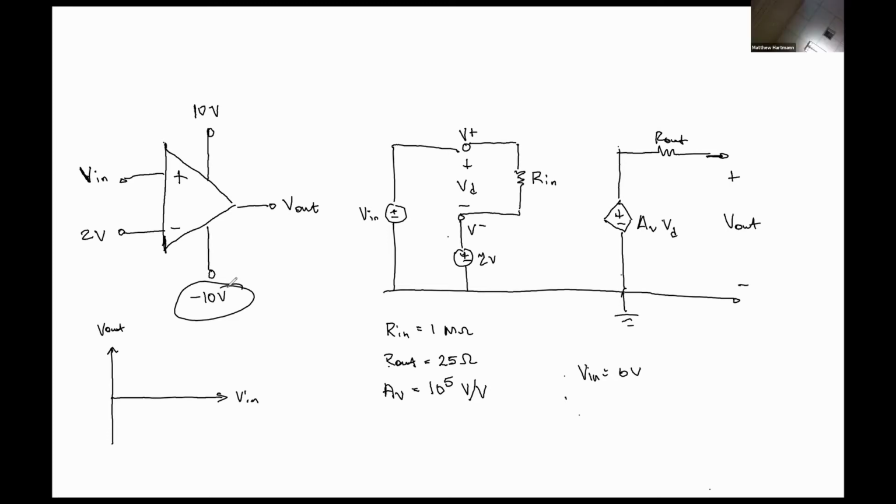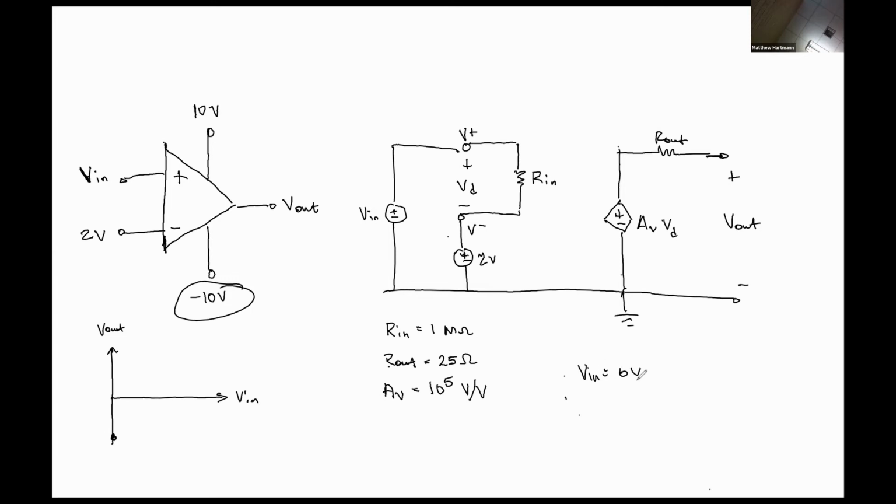So anytime our output voltage is mathematically more negative than -10 volts, practically it will saturate to -10 volts. So it's not going to exceed the power supply voltage. It's going to be somewhere down here at, let's say, -10.